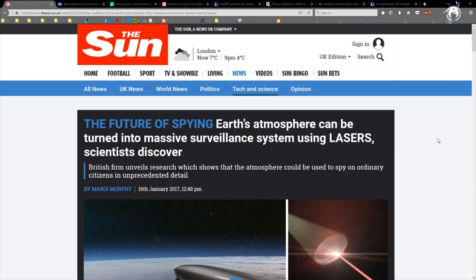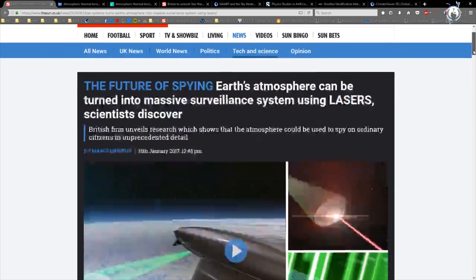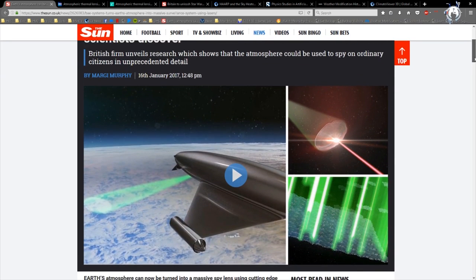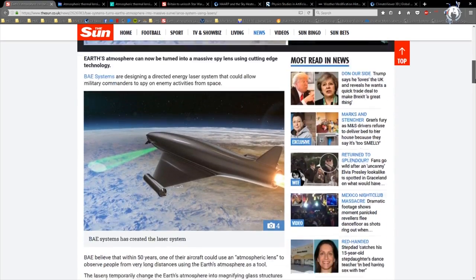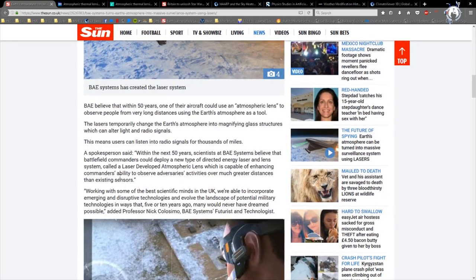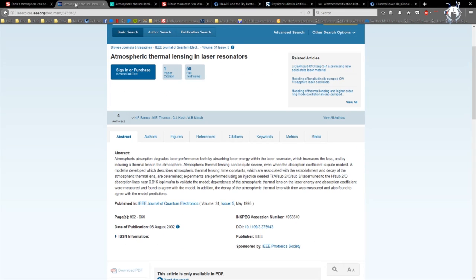The future of spying: Earth's atmosphere can be turned into a massive surveillance system using lasers, scientists discover. Now, they're talking about using lasers to create an atmospheric lens to spy on people. This system is called the laser-developed atmospheric lens. Where have I heard this before? It sounds a lot like HAARP, but let's get into that technology real quick.